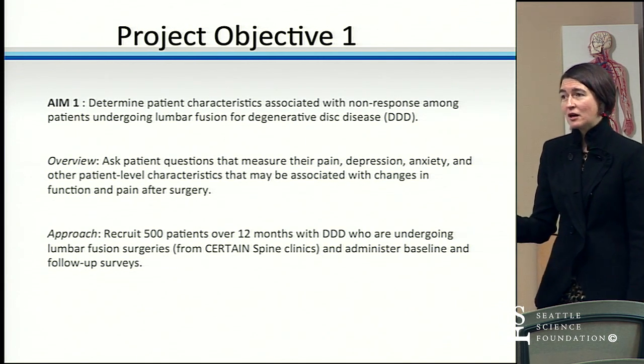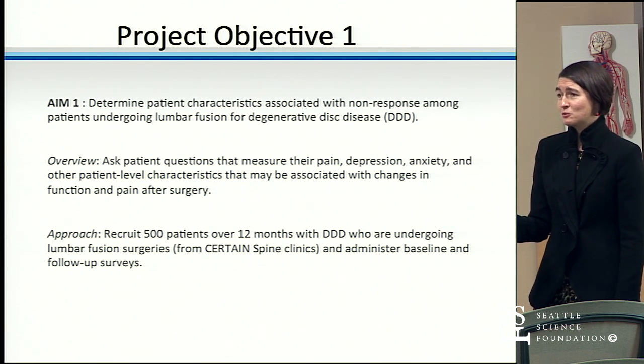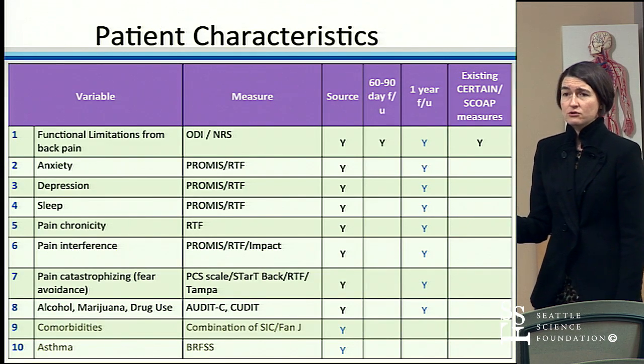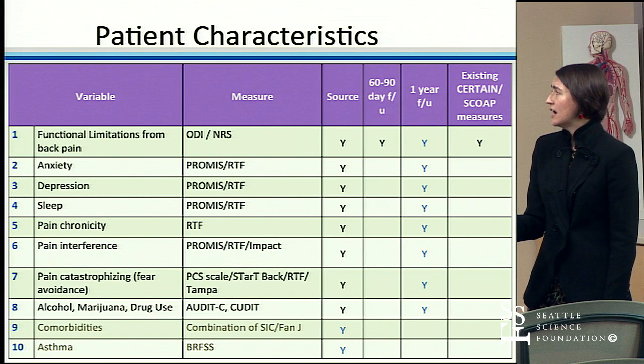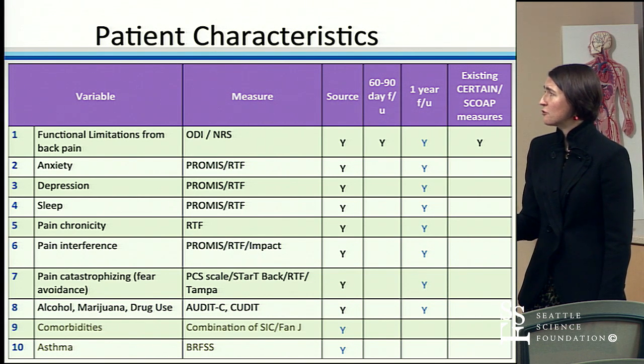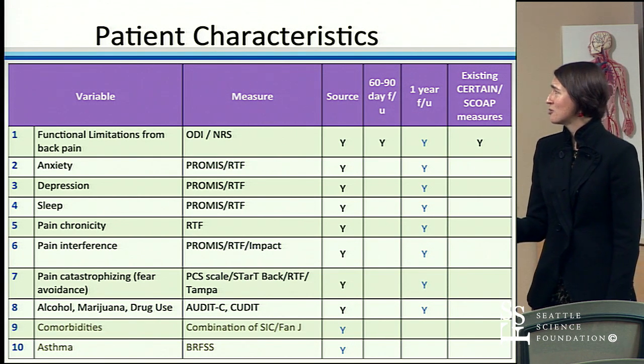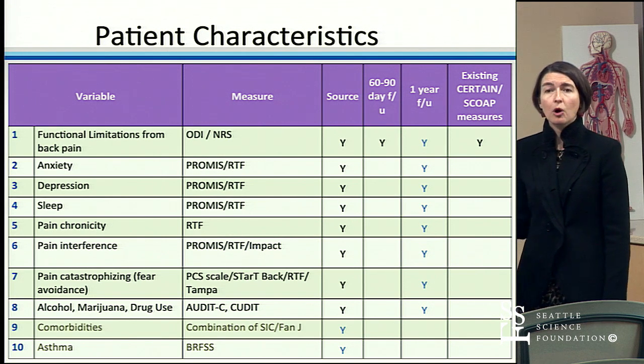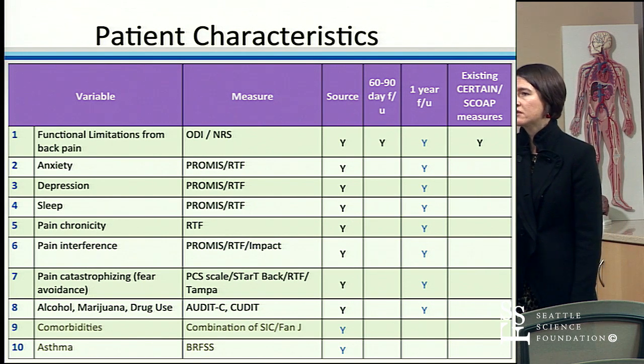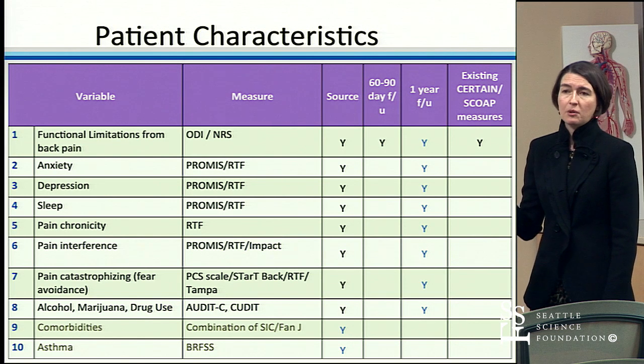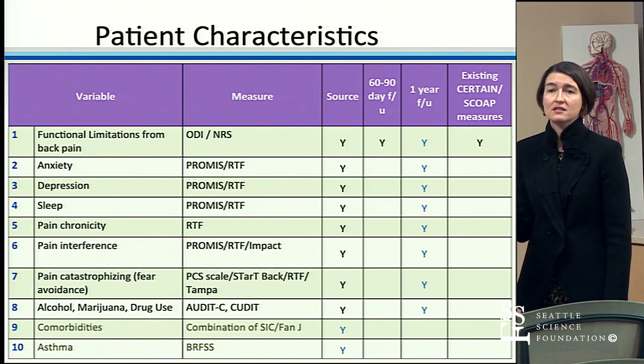So a lot of this is parlaying from Dr. Hanscom's work, and we're looking at a lot of psychosocial characteristics of patients and asking them different things about their sleep and pain chronicity and anxiety. We're using a lot of the PROMIS measures that are being put forth. The nice thing about PROMIS is these are being used in other disease areas as well.